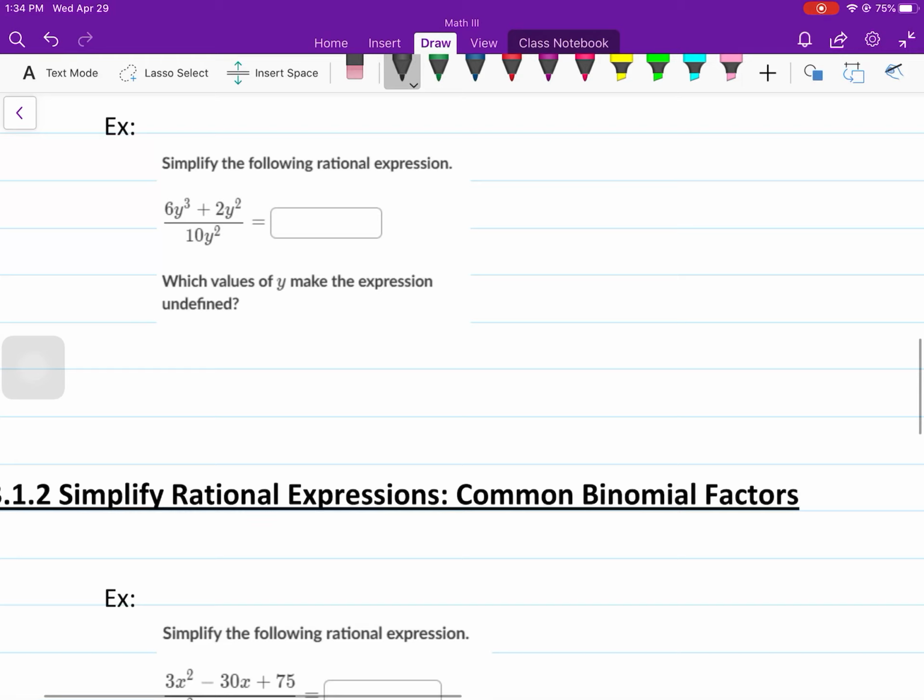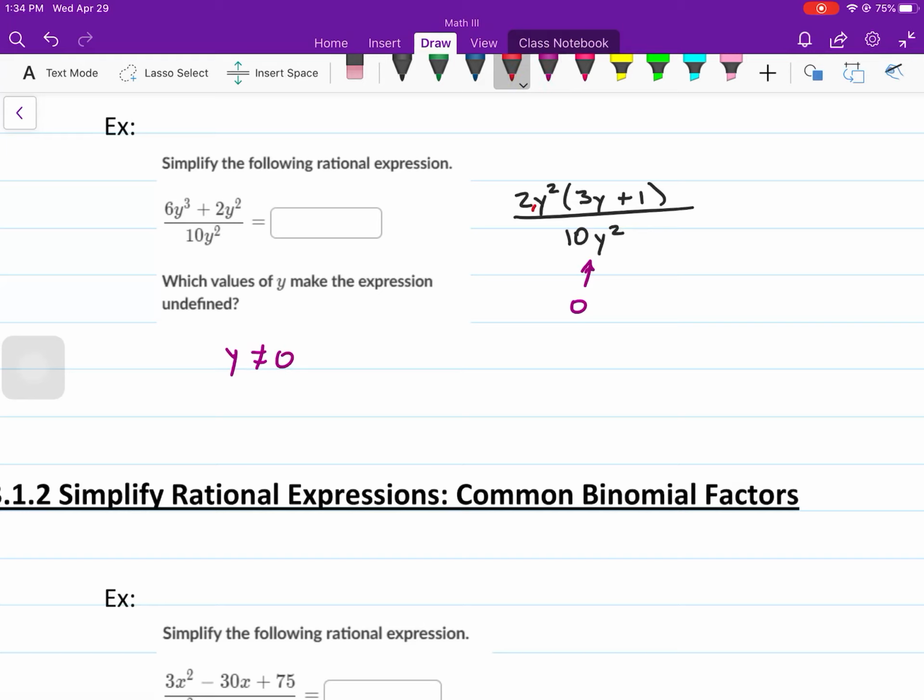Last example down here, we're going to factor out the top. So 2y squared is in common, leaving us with 3y plus 1. Over, on the bottom, we can't simplify that. It's 10y squared. So what would make the bottom 0? When y is 0. So y can't equal 0 here.